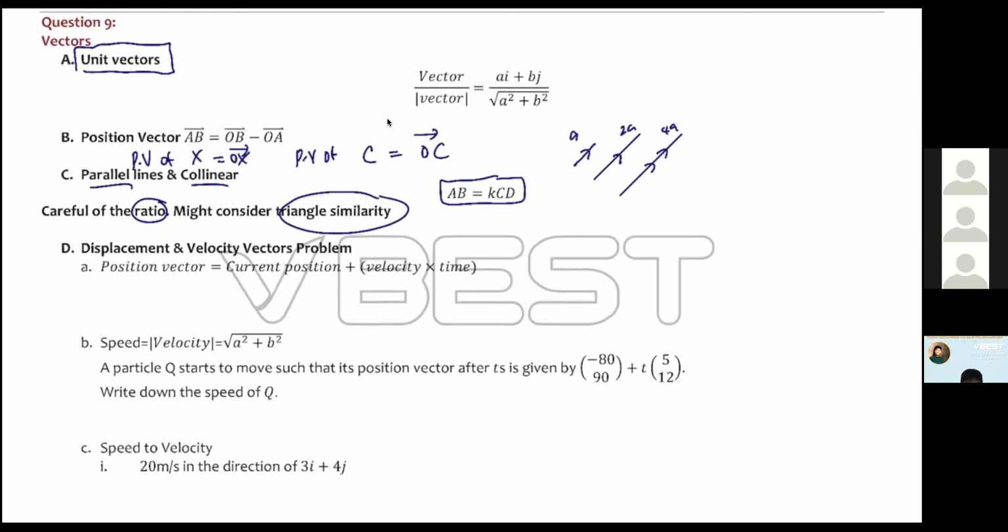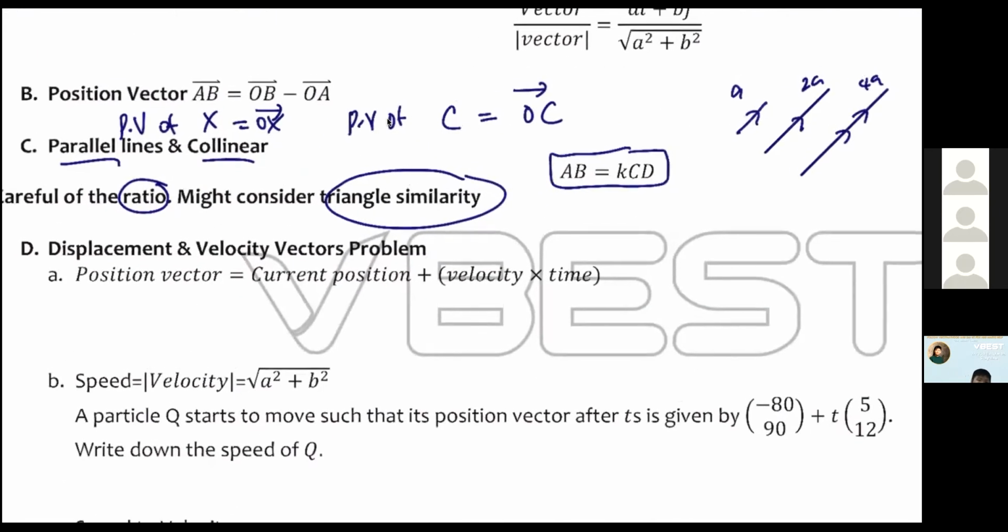Okay, the next one is velocity already. Not relative velocity, velocity vectors. Relative velocity is already removed from the syllabus. So this is the velocity vectors. In your textbook or whatever, they will tell you r equals a plus tb or whatever. I cannot remember this one because I think it is very dangerous. I prefer to write in sentences. So we have a few things to remember.